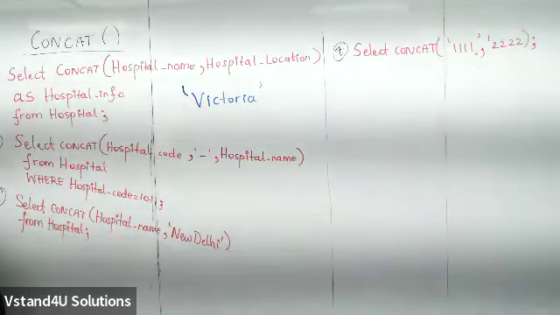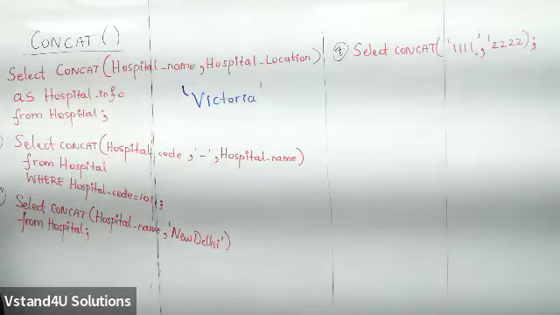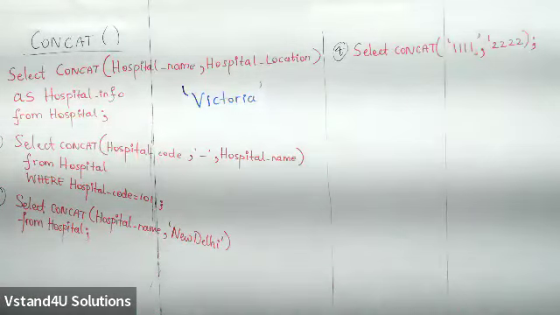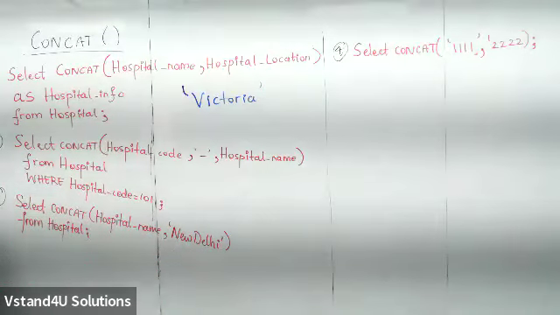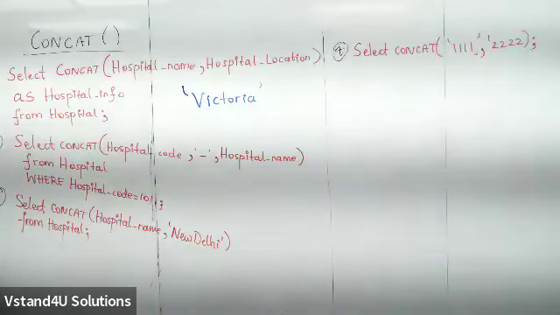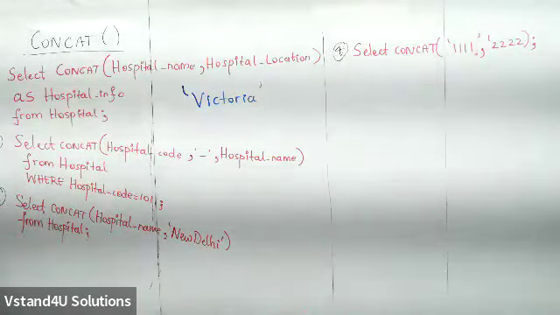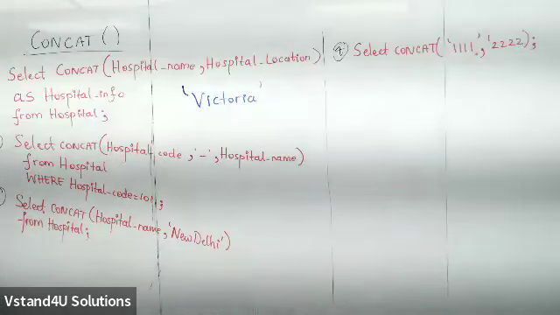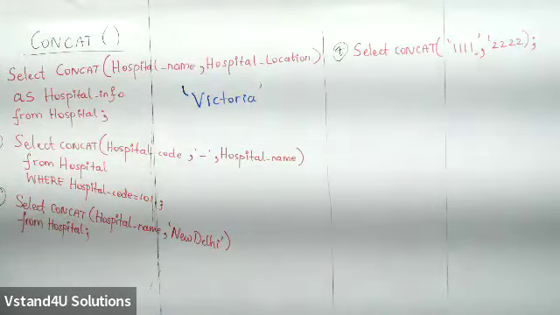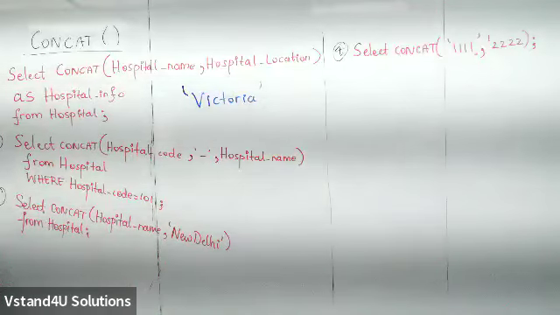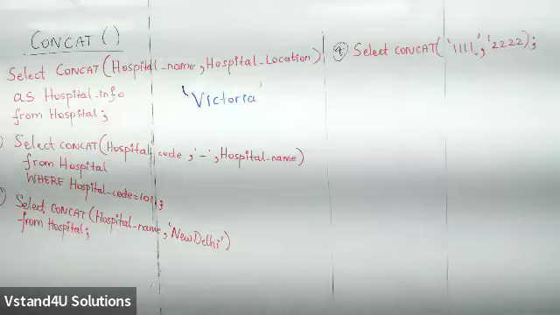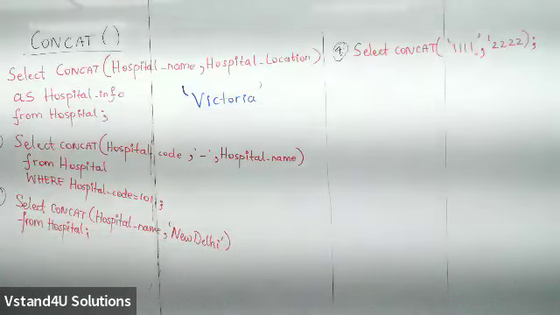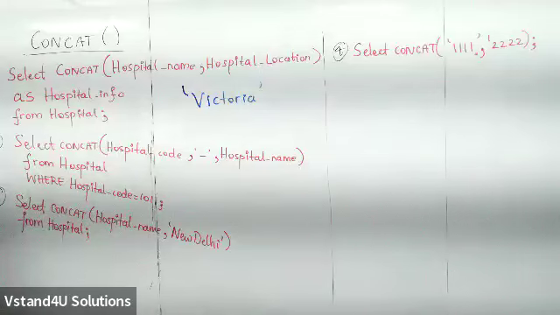Take down the next query. Write a query to display all the passengers' name in uppercase and their respective ticket numbers in lowercase from passenger details table.